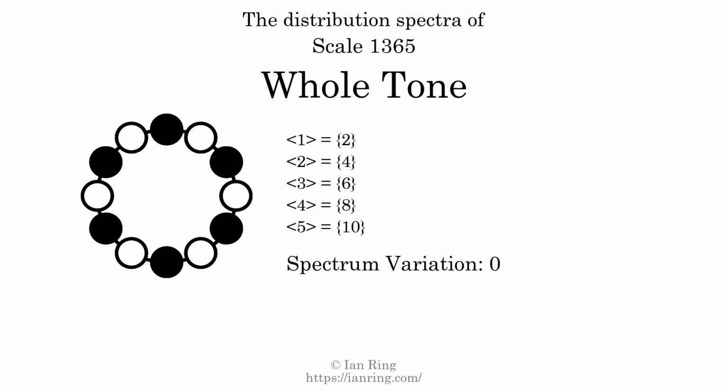The spectrum variation is the sum of all the widths, divided by the number of tones. The spectrum variation of this scale is 0. The variation of the scale is exactly 0, which indicates that the scale is perfectly even. The highest spectrum width is 0. Since 0 is less than or equal to 1, that means this scale is maximally even.